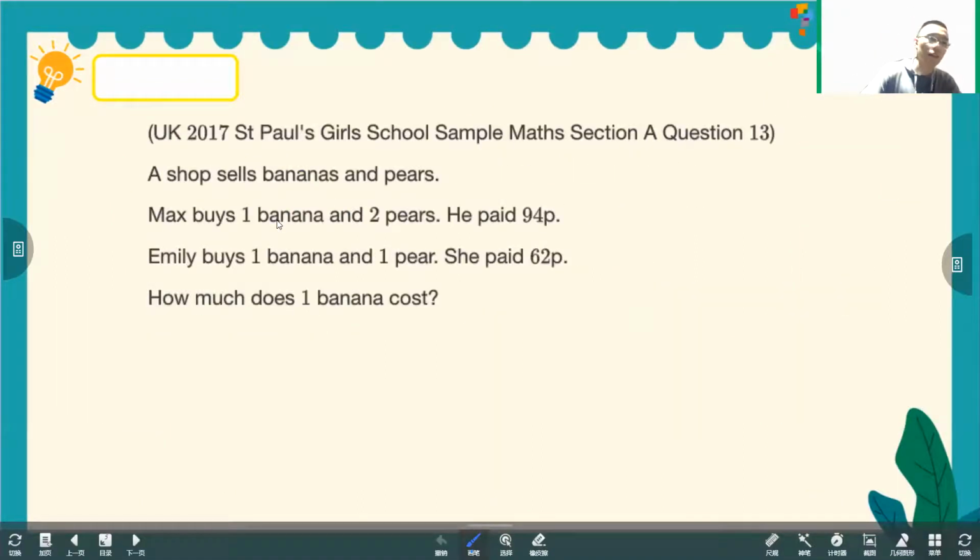So second question. A shop sells bananas and pears. Max buys 1 banana and 2 pears. He paid 94 pence. And Emily buys 1 banana and 1 pear. She paid 62 pence. How much does 1 banana cost? Everyone, have a try with this question. You can type your answer in the chat box when you're finished.